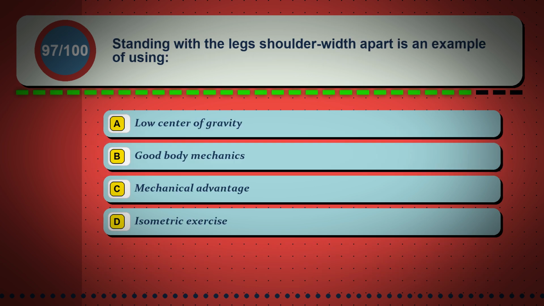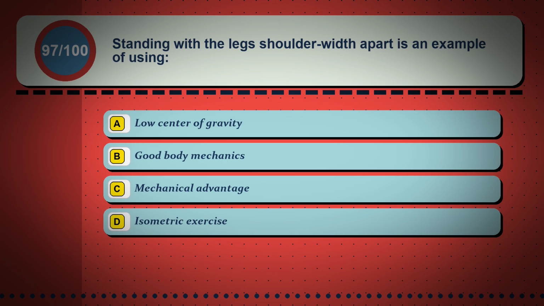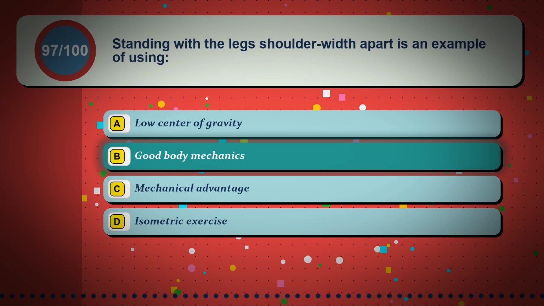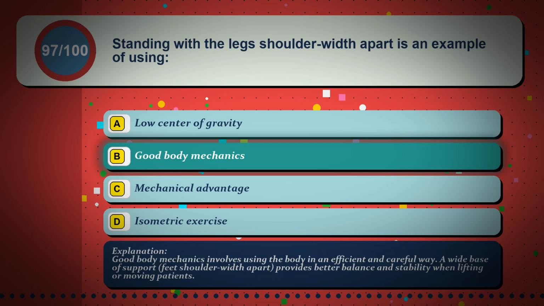Question 97. Standing with the legs shoulder width apart is an example of using: Option A, low center of gravity. Option B, good body mechanics. Option C, mechanical advantage. Option D, isometric exercise. The correct answer is option B, good body mechanics. Good body mechanics involves using the body in an efficient and careful way. A wide base of support, feet shoulder width apart, provides better balance and stability when lifting or moving patients.